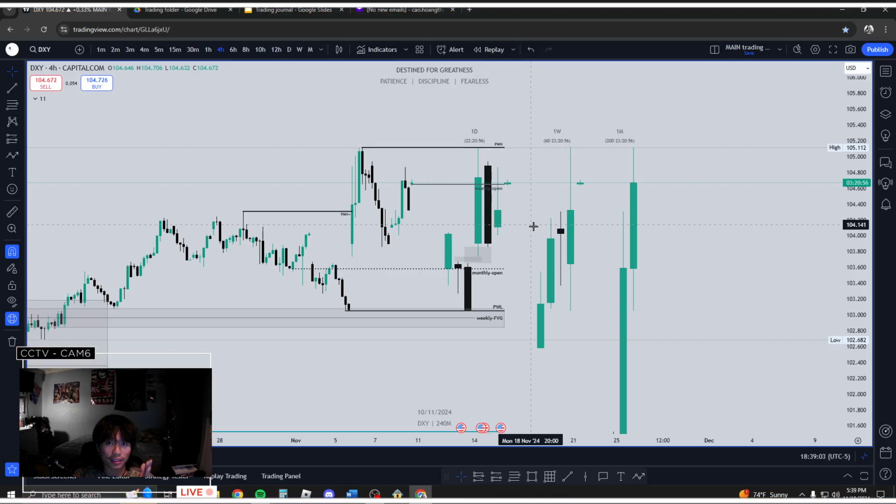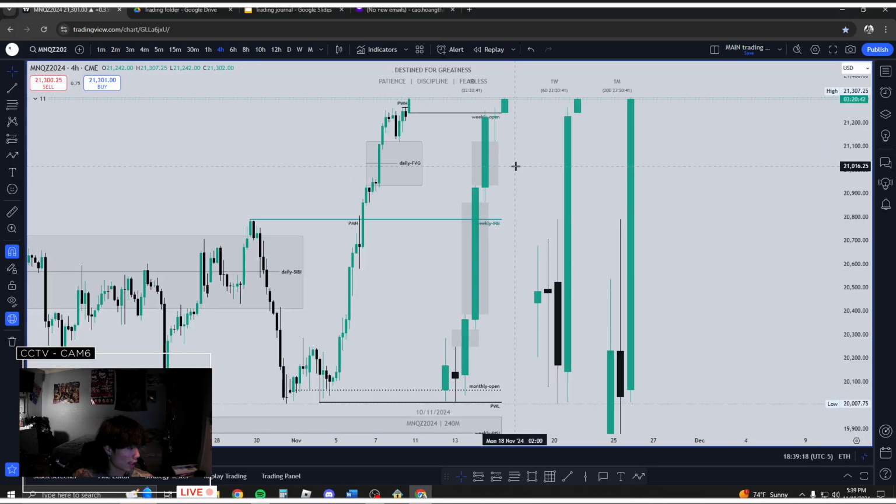I'm not really anticipating too much on the weekly time frame, at least, but that is why I would switch over to trading intraday models. So now let's get on to the NQ.